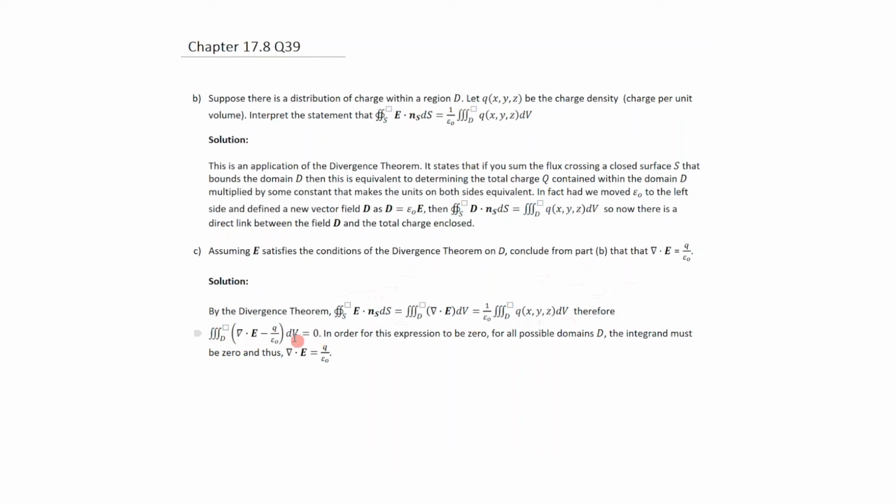Now, for this to be 0 for all possible domains, because it's a very generic expression at this point, we're not specifying what the shape of the domain is, the only way that this can be 0 for all possible domains is if the integrand is equal to 0. And if the integrand is equal to 0, then that implies that divergence E equals q over epsilon naught.